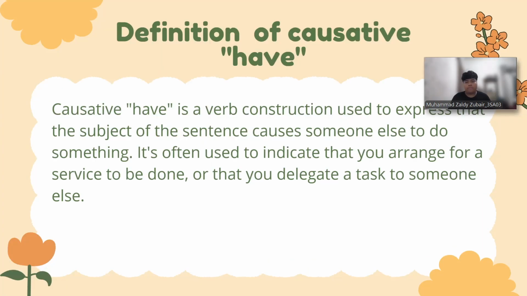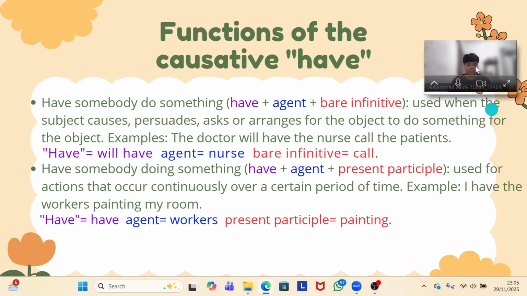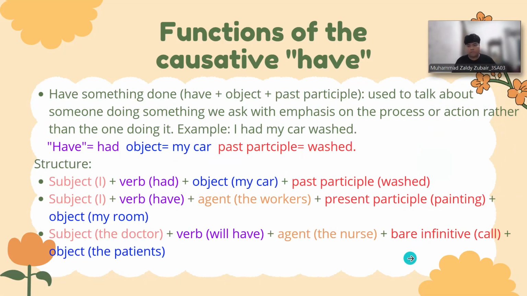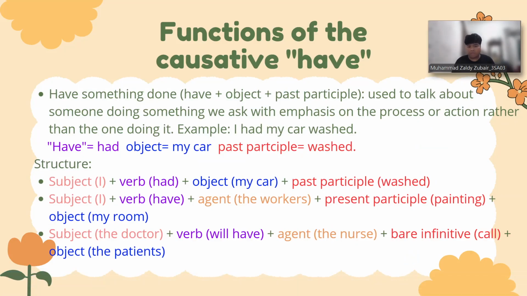Causative have. The definition: causative have is a verb construction used to express that the subject of the sentence causes someone else to do something. It's often used to indicate that you arrange for a service to be done or that you delegate a task to someone else. Function of the causative have: have something done, have plus object plus past participle.